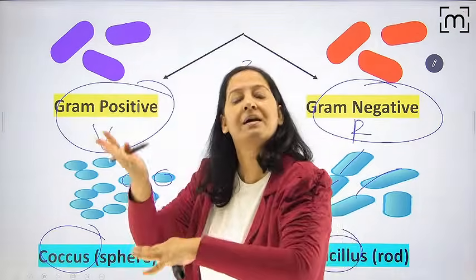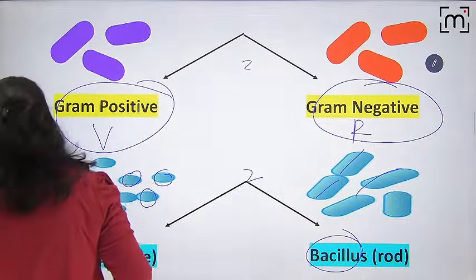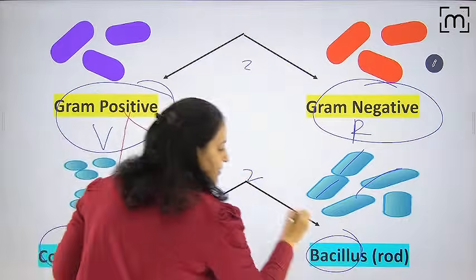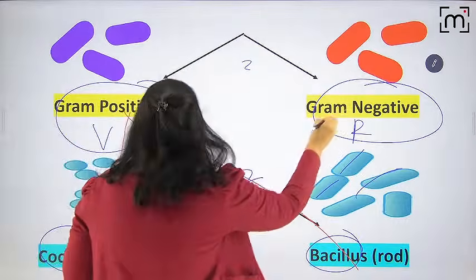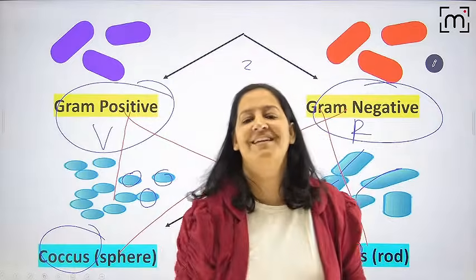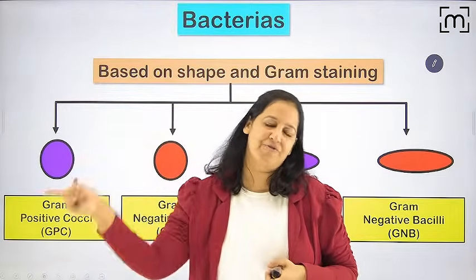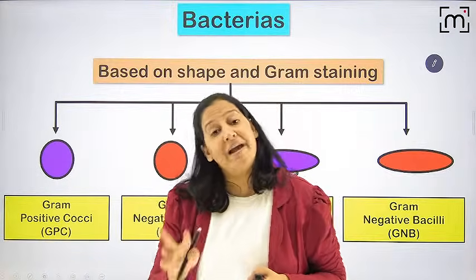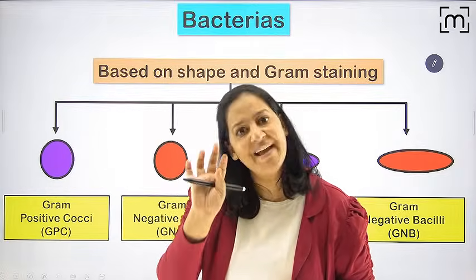Let's compile the two classifications and make it four. Gram positive cocci, Gram positive bacilli. Gram negative cocci, Gram negative bacilli. So there are four types of bacteria based on Gram stain, because we are compiling two classifications, the Gram staining and the shape.